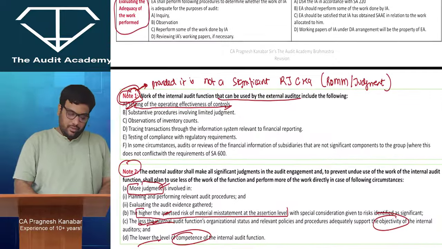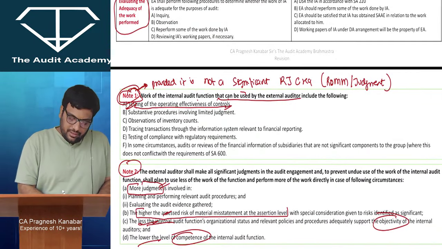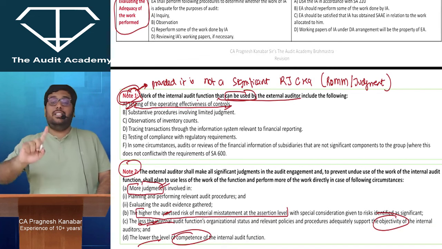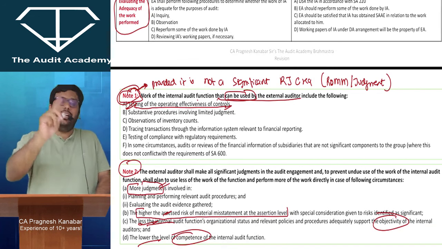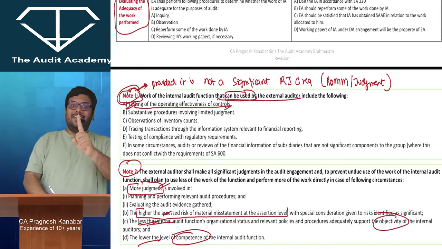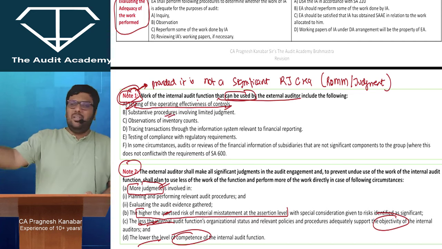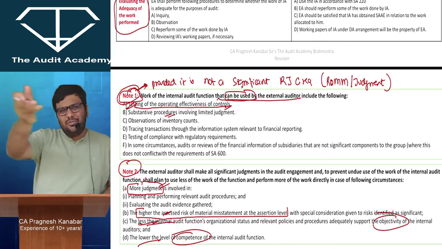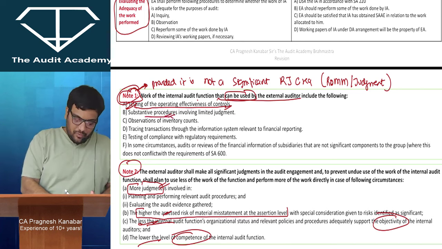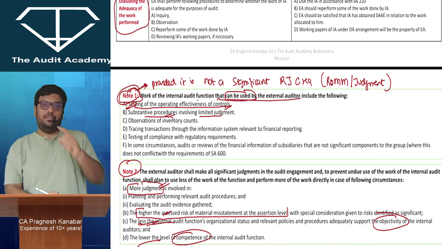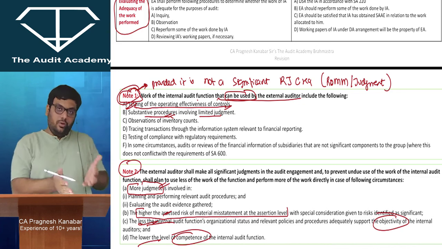So everyone over here, the work of the internal auditor that can be used. First point, testing operating effectiveness of controls, provided it is not a significant RJ area. Now we are convinced. Second, a little bit of test of details work. If he has done a little bit of vouching of invoices and similar work, you can use his work. Substantive procedures involving limited judgment. Conceptually understand this. No one is going to ask you the whole list.